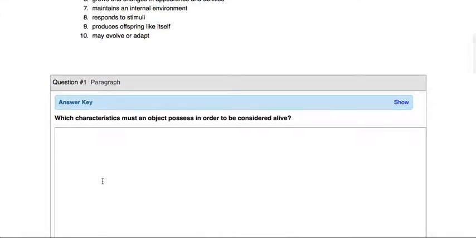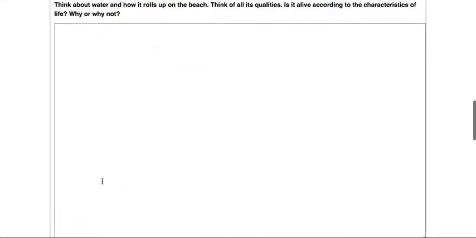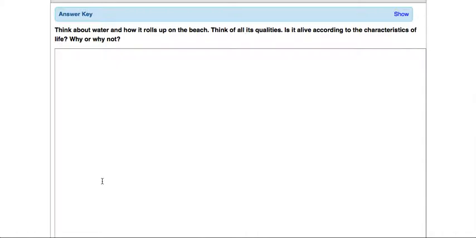So the characteristics that an object possesses. This just goes back to what we discussed. What are the characteristics that you must possess in order to be considered living? Okay? And then from there, in the second question, it talks about think about water and how it rolls up on the beach. And I want you to think about all of the qualities of water. And it asks, is it alive according to the characteristics of life, and why or why not?